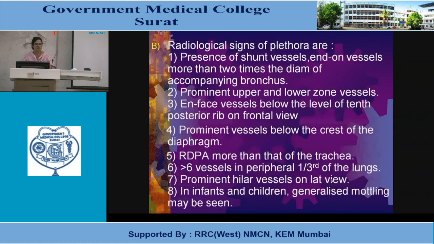Radiological signs of plethora: presence of shunt vessels, end-on vessels more than 2 times the diameter of the accompanying bronchus, prominent upper and lower zone vessels, end-on vessels below the level of the 10th posterior rib on frontal view, prominent vessels below the crest of the diaphragm, right descending pulmonary artery more than that of the trachea, more than 6 vessels in the peripheral 1/3 of the lungs, prominent hilar vessels on the lateral view. In infants and children, generalized mottling may be seen.